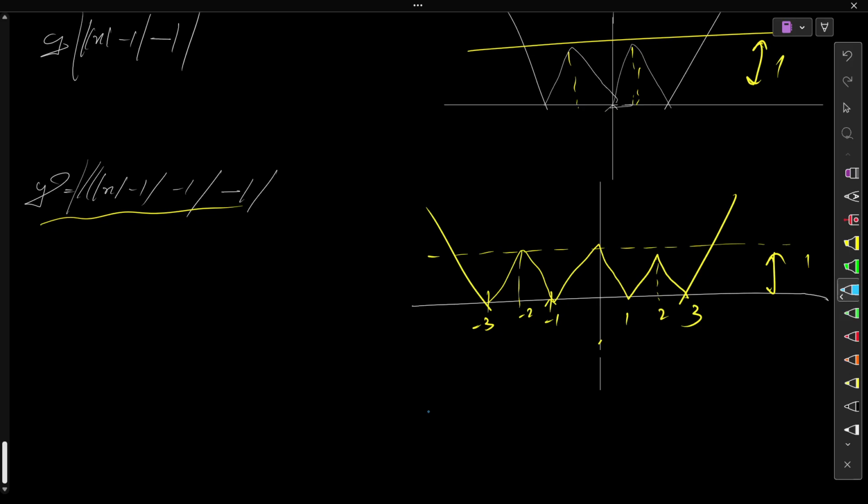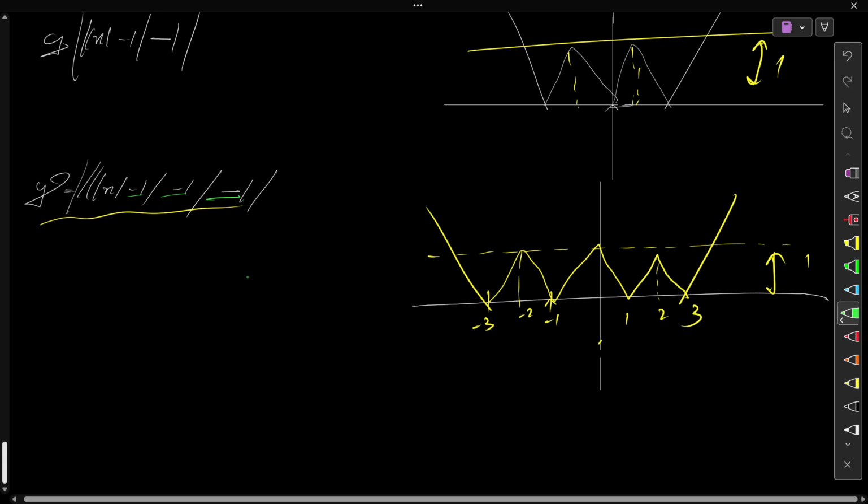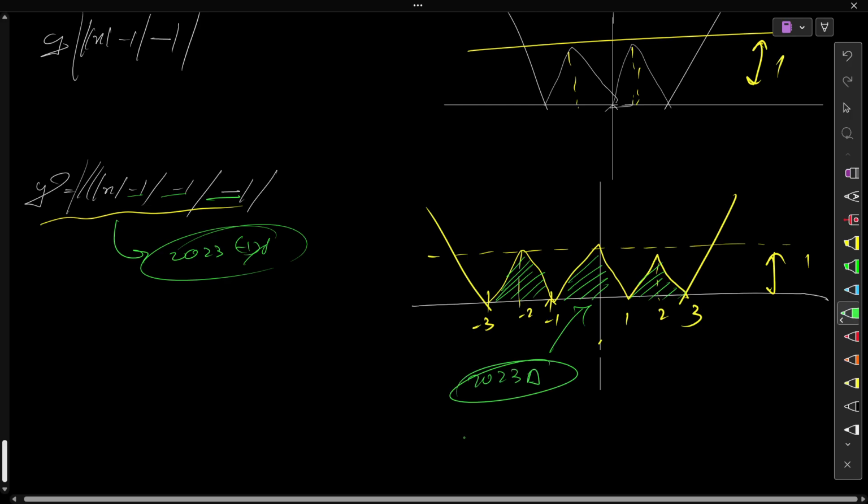Now the thing to be observed is that in this case, till now we have taken 3 times negative 1, and that is included in our modulus function. So in this case, as I can see, there are three triangles that have been formed. So imagine if we are doing 2023 times minus 1, then there will be 2023 triangles.